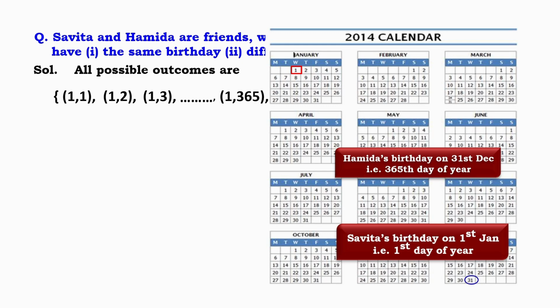So what are the different possible outcomes? That is 1 1, 1 2, 1 3. In this way it keeps on going till 1 365.